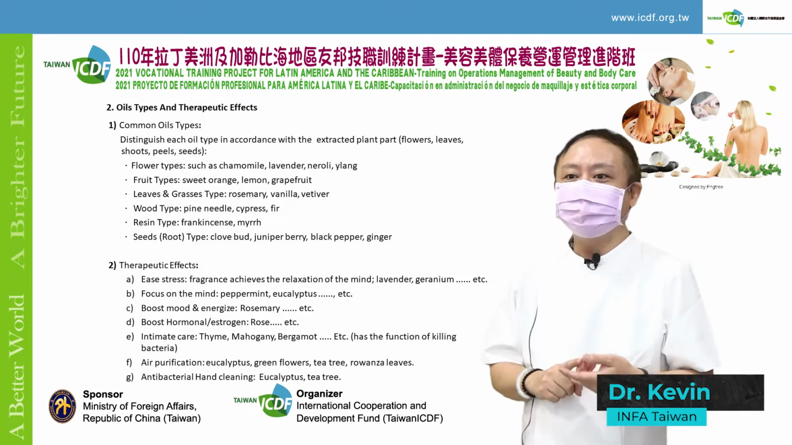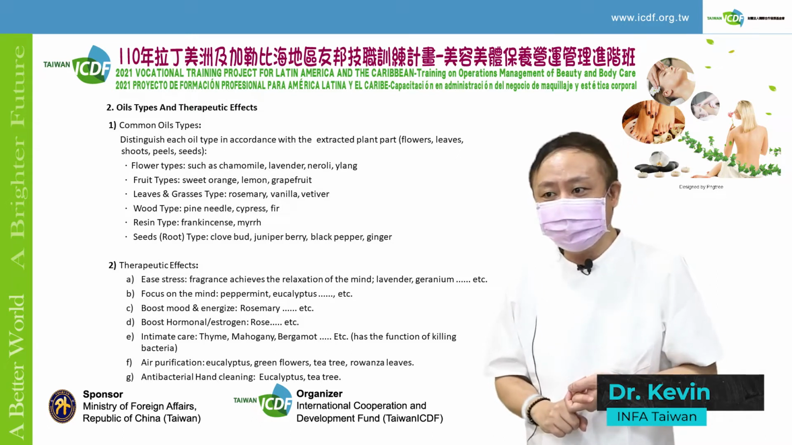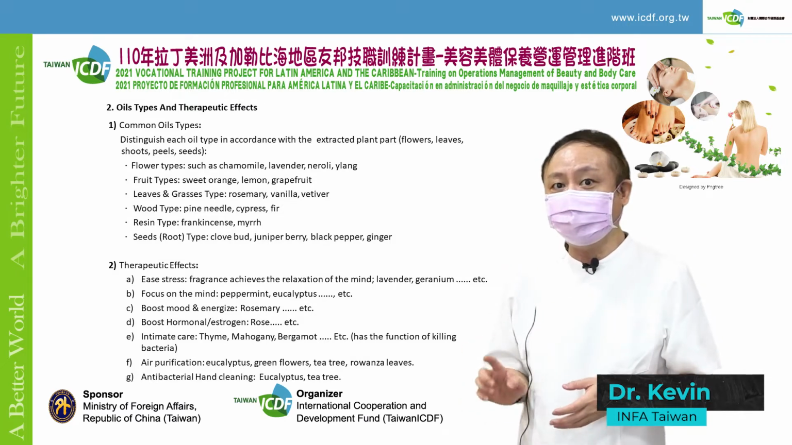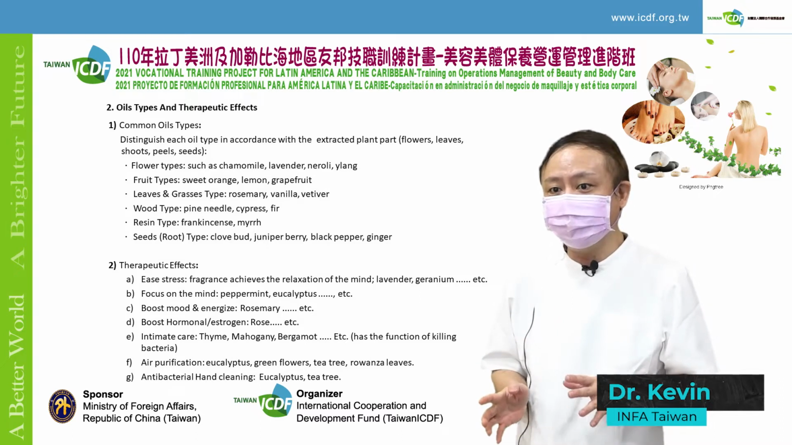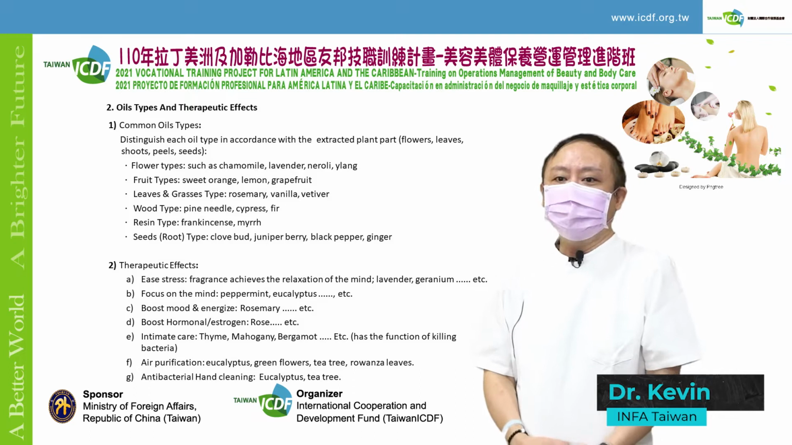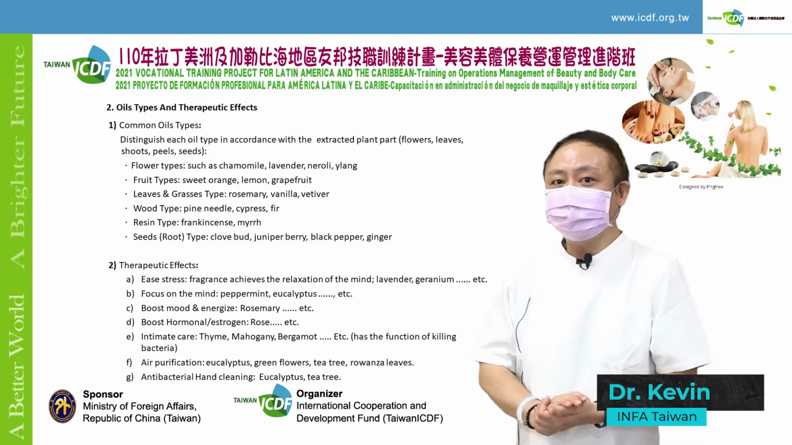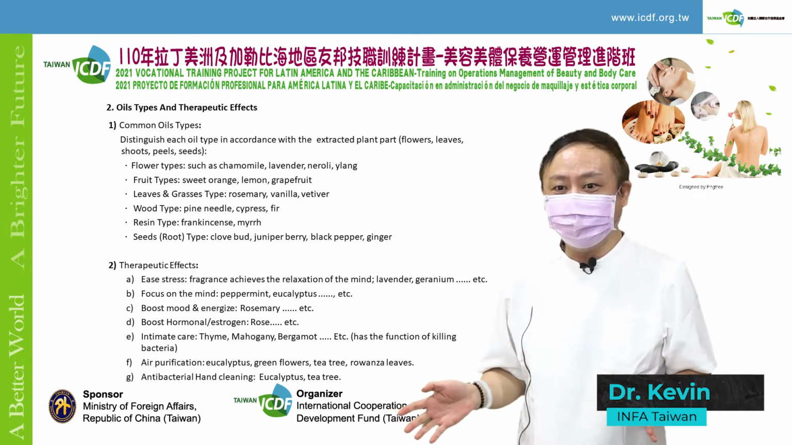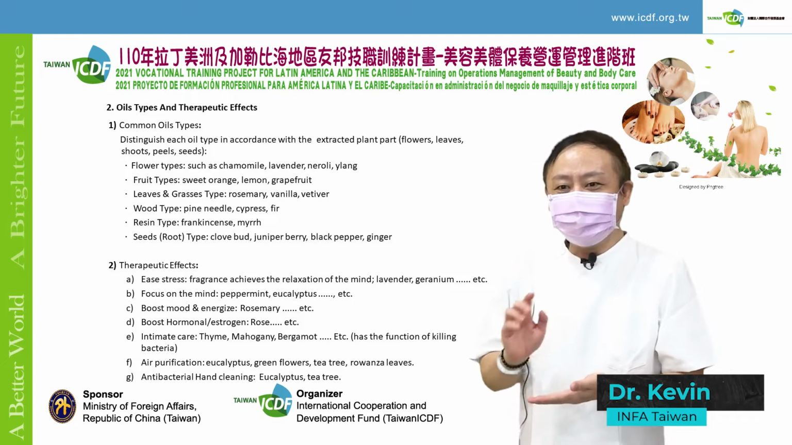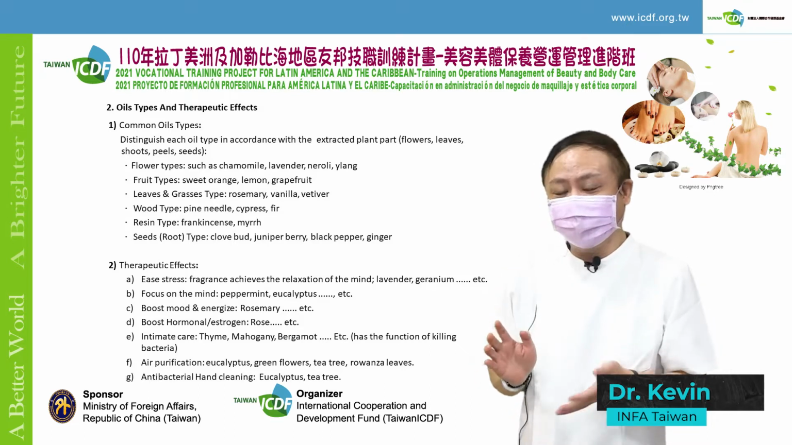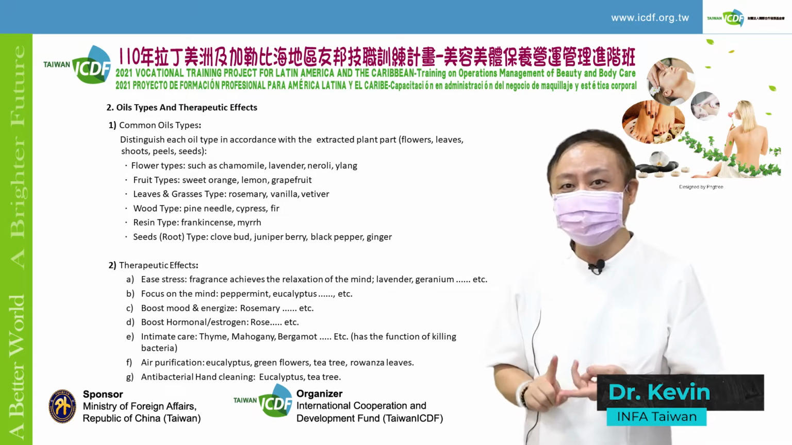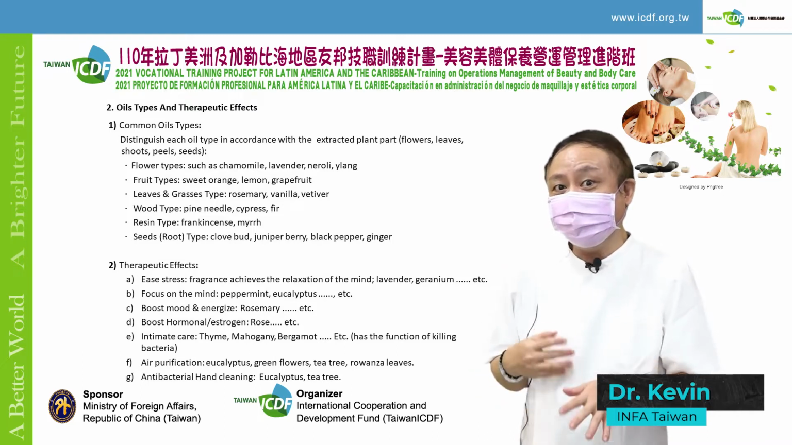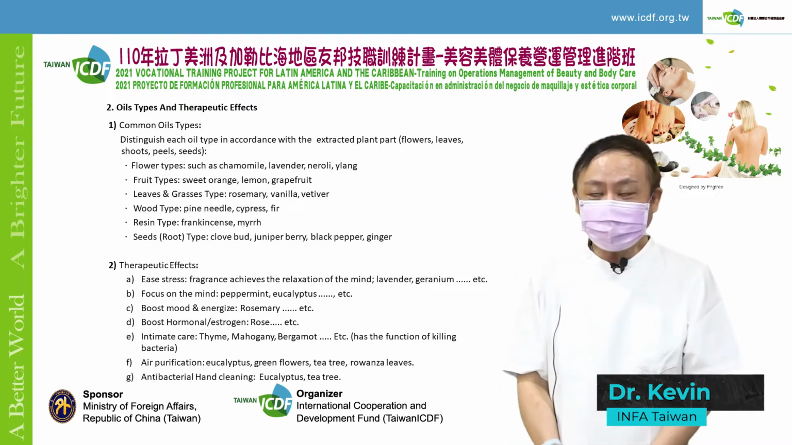So we can use eucalyptus, green flowers, tea tree, and Rwanda leaves. These are the most used air purification essential oils because they're very good with their antibacterial qualities. For antibacterial and hand cleaning, we're talking about hand cleaning gel. We need to wash our hands and wear our face masks during the pandemic right now. So we can also use some essential oil for hand cleaning, for antibacterial purposes. We can put a little bit of alcohol and eucalyptus or tea tree essential oil in there because first of all, it'll be good for us, and second of all, it will also protect our skin.